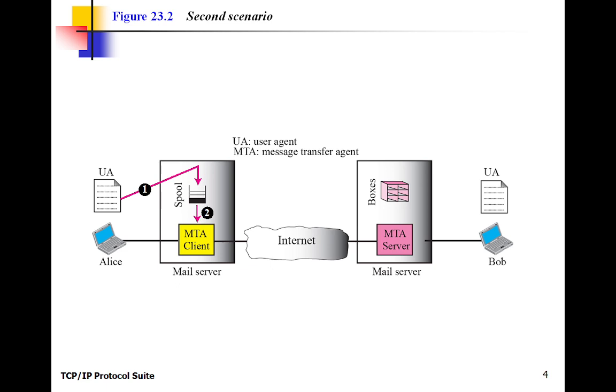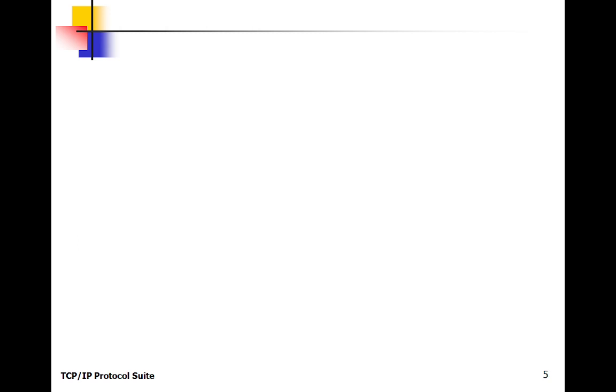Then from the spool to the MTA client, then from the MTA client to the mail server, then from the MTA server to the individual boxes, because all the mail data will be stored in a raw format. Then after that all the mail information will reach the user agent. So these are the five different steps to be followed while sending mail information from sender to receiver.